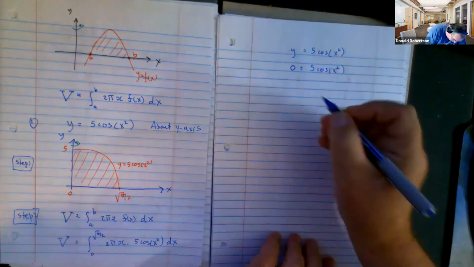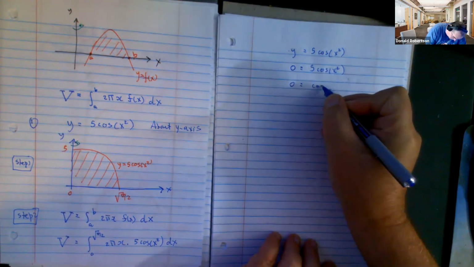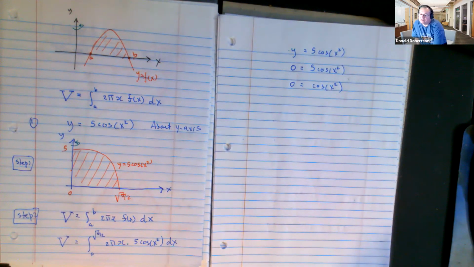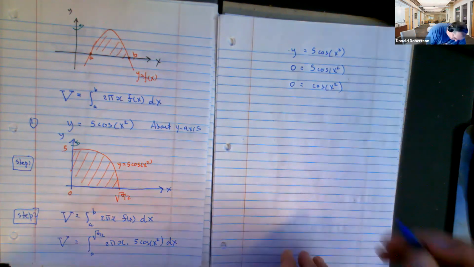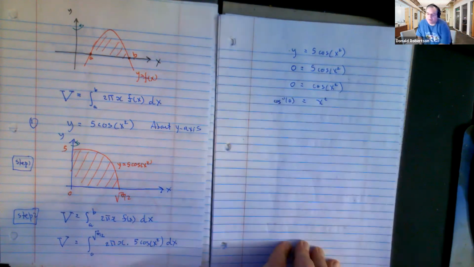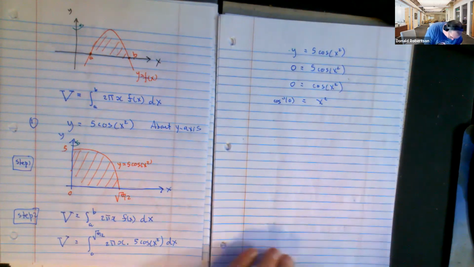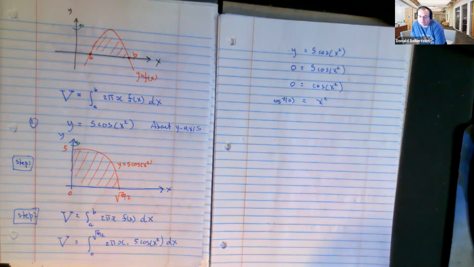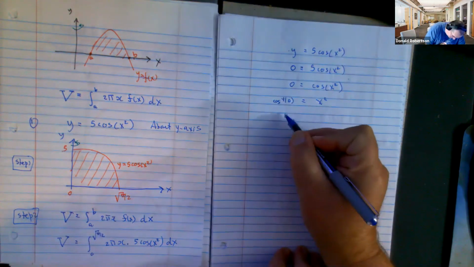Now you divide both sides by 5. I'm looking for when is that guy 0? And then don't you just use your knowledge of inverse cosines? And does anybody know what the inverse cosine of 0 is? What angle has a cosine of 0? What angle? Pi over 2. Pi over 2. Can you see where this is going?